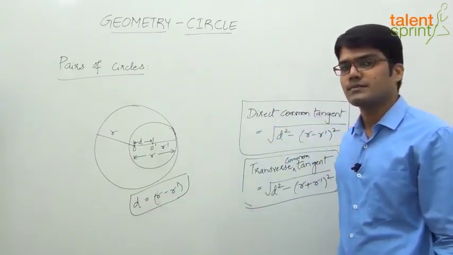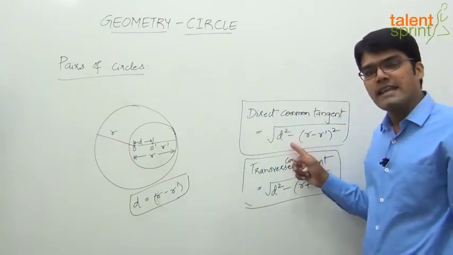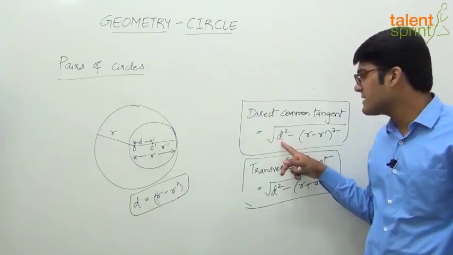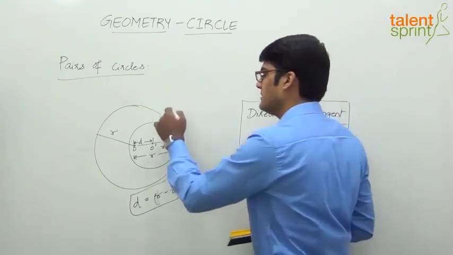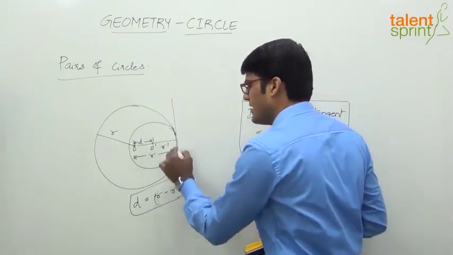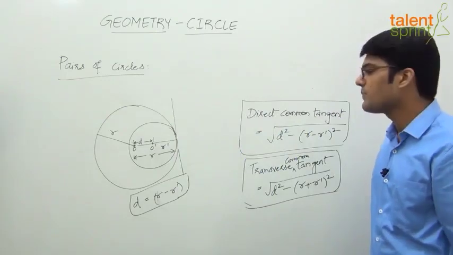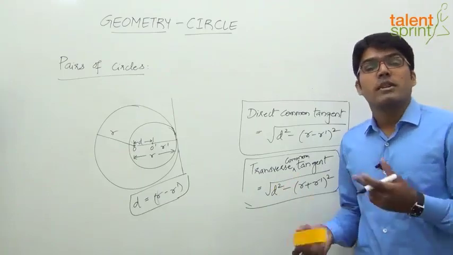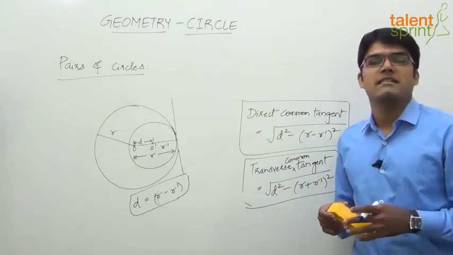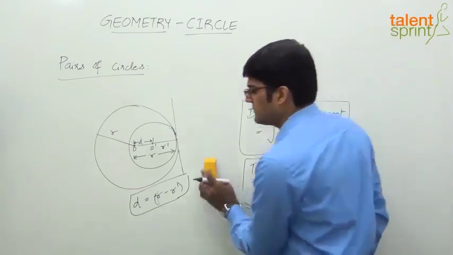Now when the distance is R minus R dash, do you get direct tangents? No, because this is root over D square, R minus R dash whole square minus R minus R dash whole square, which becomes 0. We'll have one tangent here, one cross tangent we can say. And when the two circles have the same center, in that case there won't be any direct tangent or any transverse tangent.